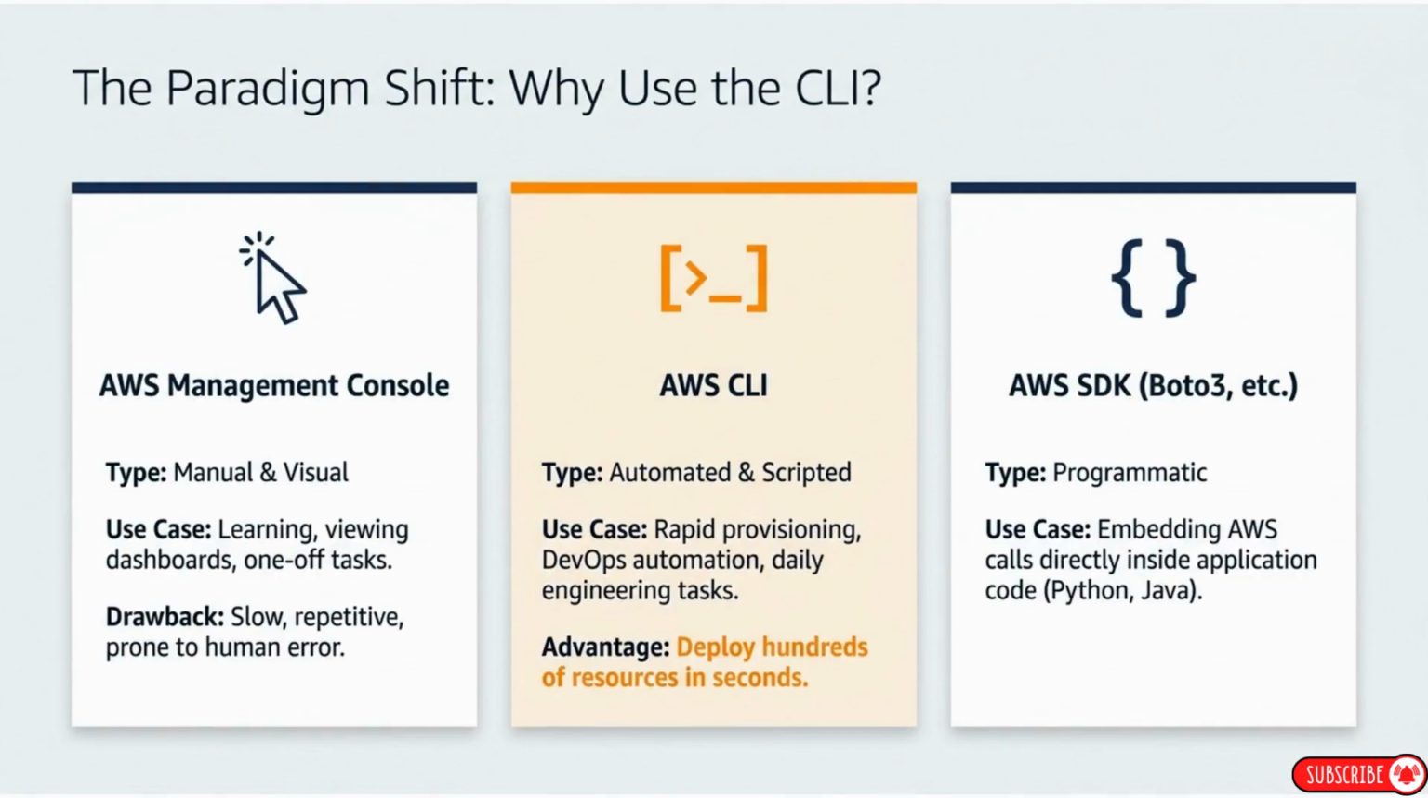Before learning commands, let us understand why AWS CLI is important. AWS Console is good for learning and visually checking resources, but it is manual and slow. AWS SDK is used when developers write applications in Python, Java, or Node.js to call AWS services. AWS CLI sits in the middle. It is fast, scriptable, and perfect for DevOps, cloud engineers, data engineers, and automation. Instead of clicking many screens, one command can create, list, update, or delete cloud resources.